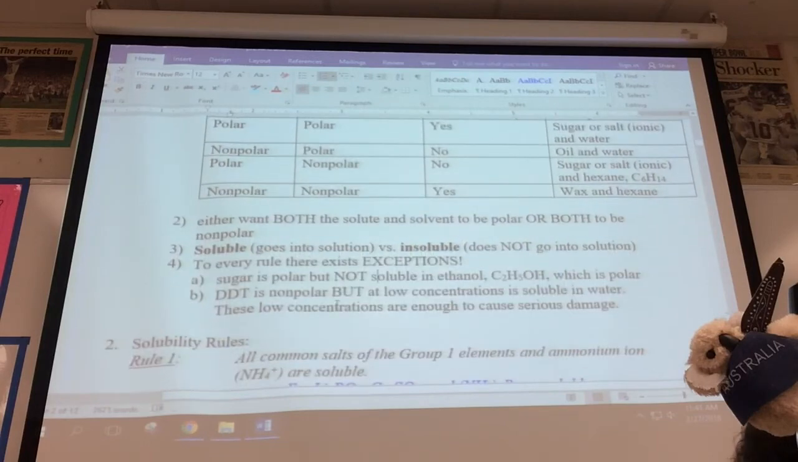Anyway, there are exceptions to these rules. Sugar is polar, and it's water soluble, but it's not soluble in ethanol, which is also polar. DDT, which is an insecticide, is nonpolar, so you wouldn't think it would be a problem if it gets in the water supply. However, at very low concentrations, it is water soluble, so they have banned certain insecticides such as DDT.